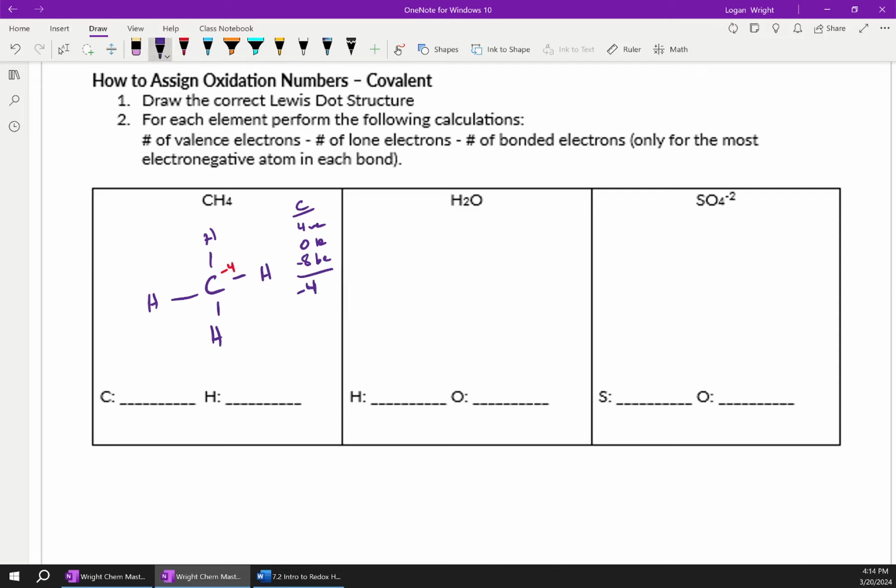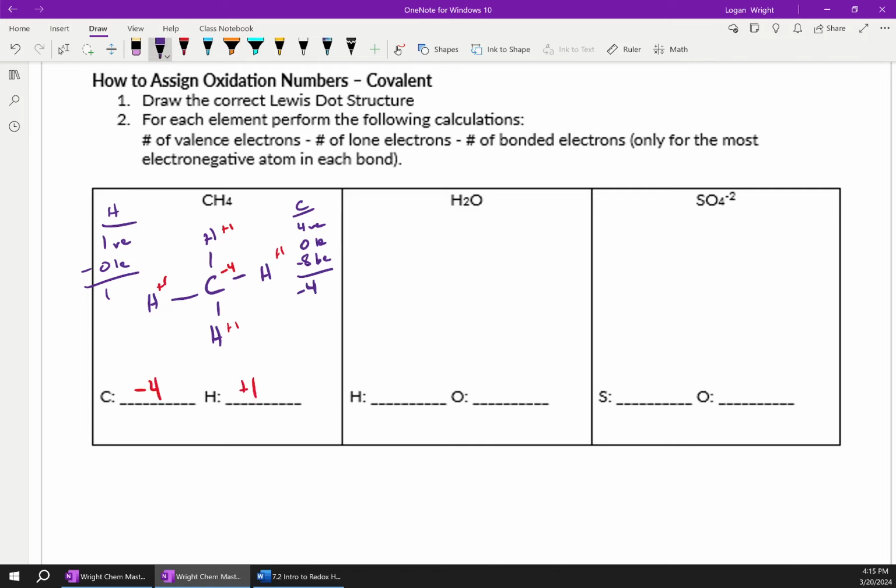The oxidation number for carbon in CH4 is negative 4. Now, all of these hydrogens are the same, so I only have to do the math once. Hydrogen has 1 valence electron. It has 0 lone electrons, and because hydrogen is less electronegative, I don't do the bonded electrons. So I subtract this out. 1 minus 0 is 1. Hydrogen's oxidation number is +1. Each hydrogen is going to have a +1. So you get minus 4 for carbon and +1 for each hydrogen.